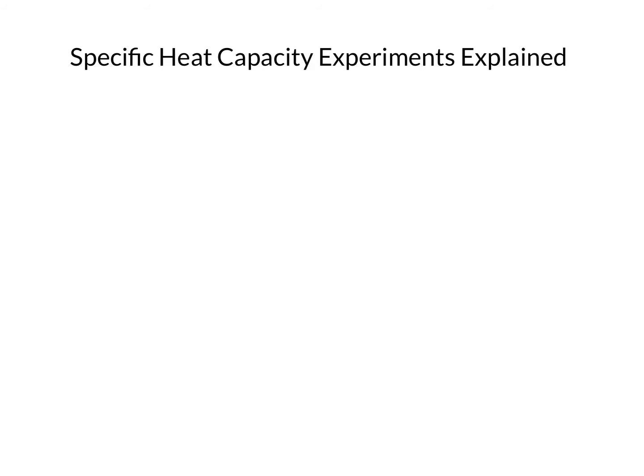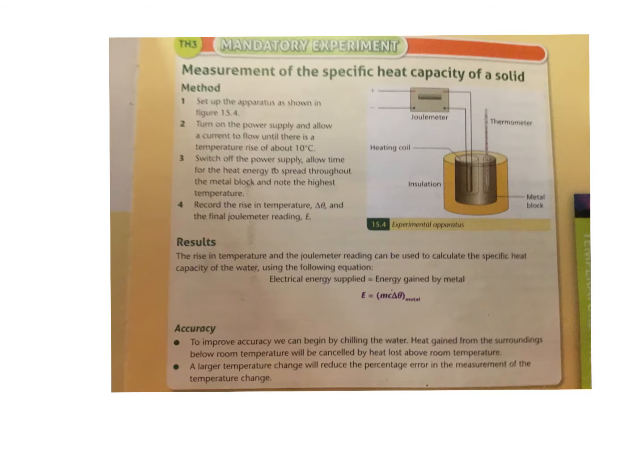I'm just going to talk fairly briefly about the different specific heat capacity experiments on the Leaving Cert Physics course. So there's two experiments. We have to figure out the specific heat capacity of a solid and of a liquid. We'll start with the solid first because it's a little bit easier, and then we'll move on to the liquid one. So we have the diagram for the experiment here.